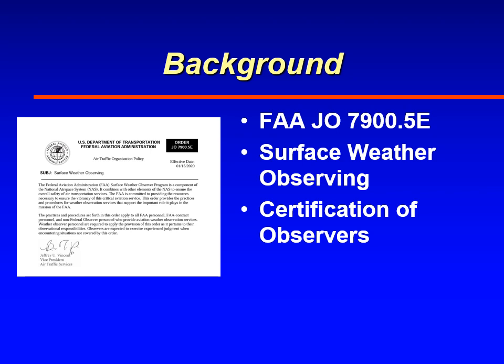The FAA also has a hand in weather information. Of course, most weather information is used at airports. So the FAA took over the Weather Bureau's weather observing at airports in 2014. And the FAA has their own book, which is called Joint Order JO 7900.5E. What that does is lay out the methods and standards for surface weather observations at airports.